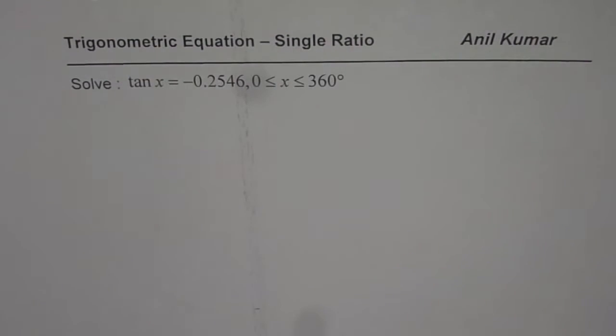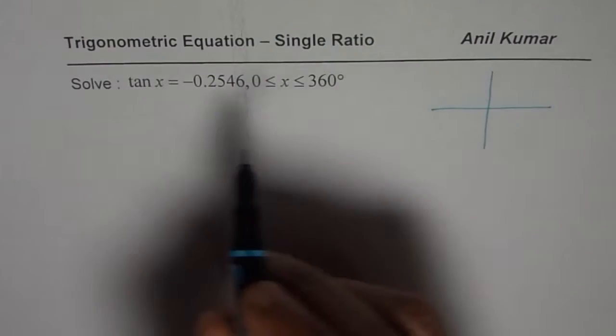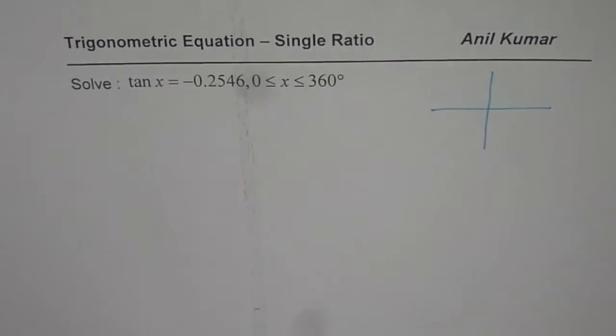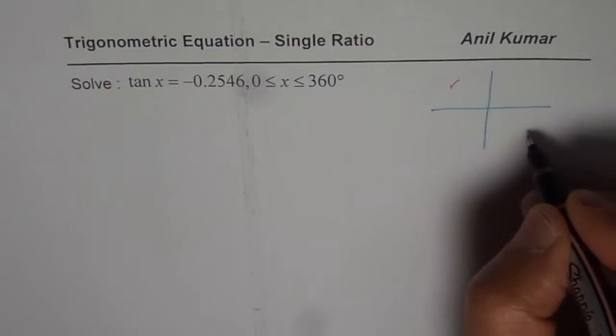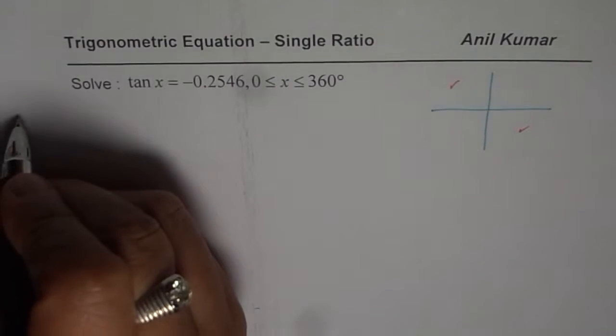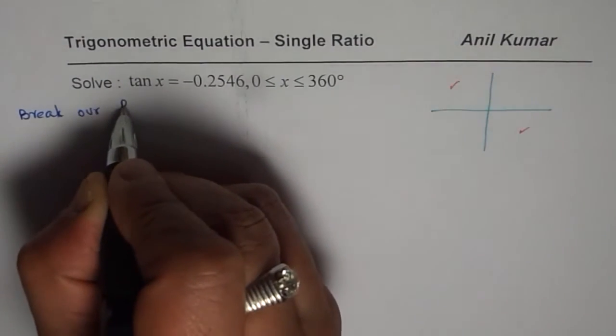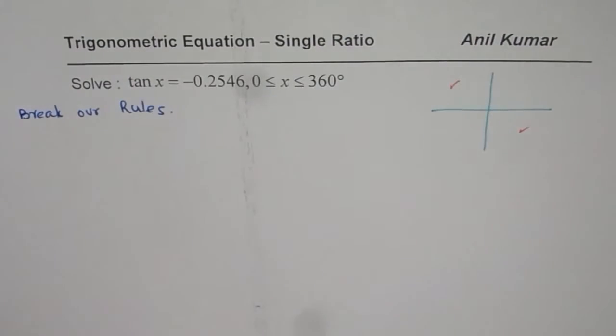You know our rules. The first step is to figure out where tan is positive or negative, right? So it says negative. We say, well, tan is negative in quadrant 2 and 3. And then we have to find the acute angle and then the principal angle. But now in this example, we'll break our rules. Okay, let us break them. If we break our rules, let me call this break our rules. Then what happens? Let us see that part now.